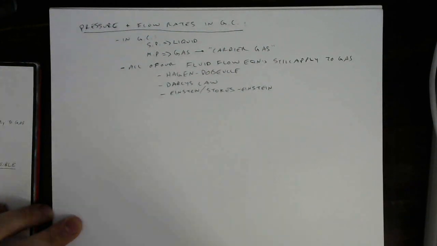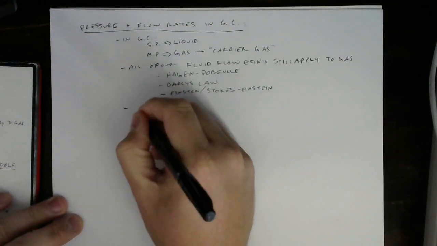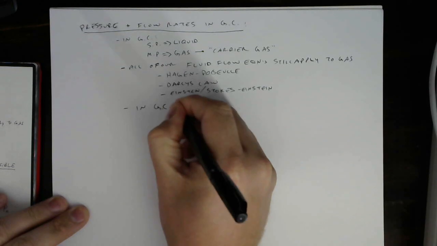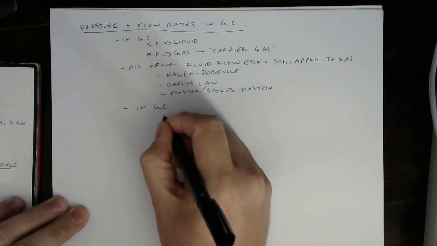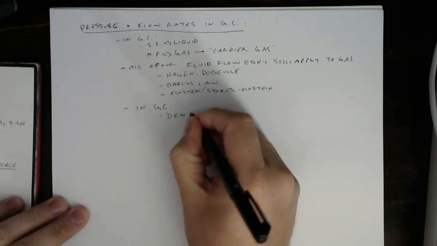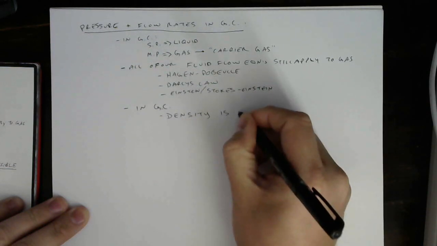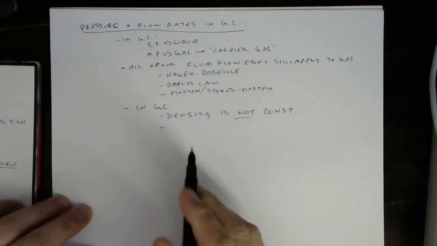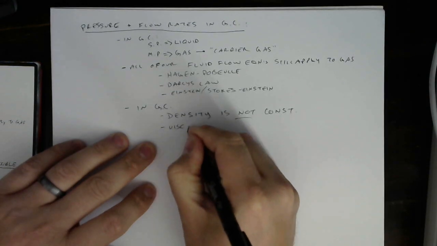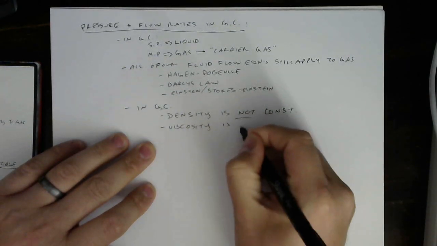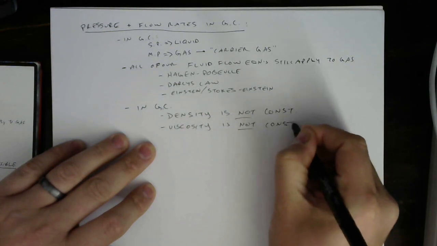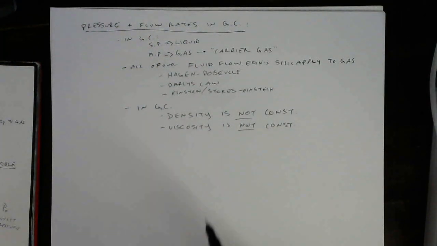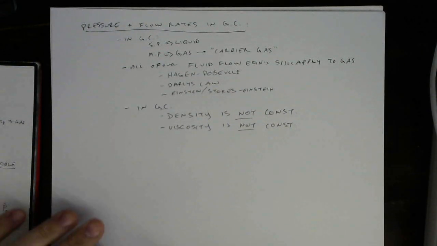That's great. Here's why it's not so straightforward for us. It's not so straightforward in GC because in GC, we generally don't have constant density of the gas. It's generally not constant throughout the column. And because that density is not constant, the viscosity is generally also not constant throughout the column. And that means that for our purposes, although these all still do physically apply to gases, they don't really apply very well to GC. Let's see what I'm talking about.